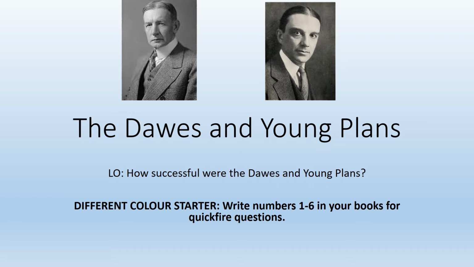Your starter, simply write numbers 1 to 6 on your sheets of line paper for your quickfire questions. So let's go ahead and get those things done now. Let's start off with our title, Dawes and Young, our learning objective, and put down our starter. When you're ready, you can go ahead and resume the video, and we'll be doing those 1 to 6 quickfire questions.